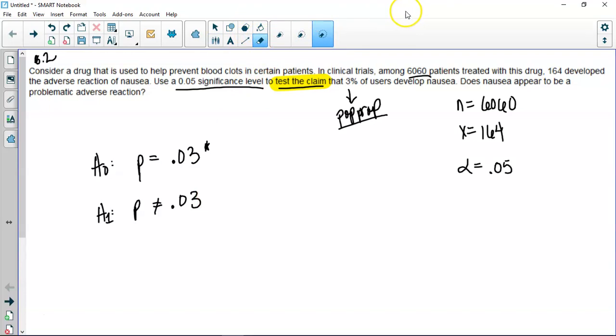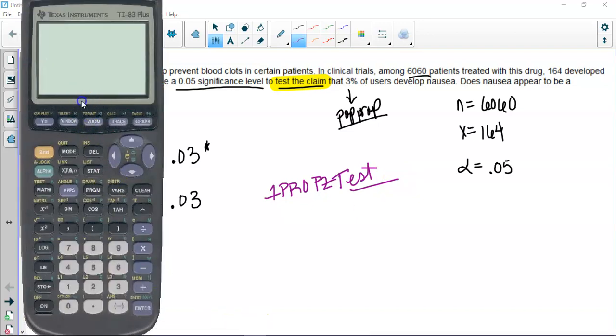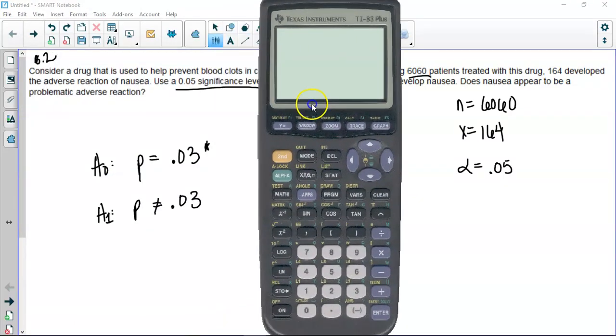Okay, so now we can finally start the test. We have everything we need. We know it's a population proportion. So I'm going to run a one-prop z test. Test, because I'm talking about a population test, not a confidence interval. So I'm going to bring up my calculator. Where am I going to put it? I'm going to put it right here.